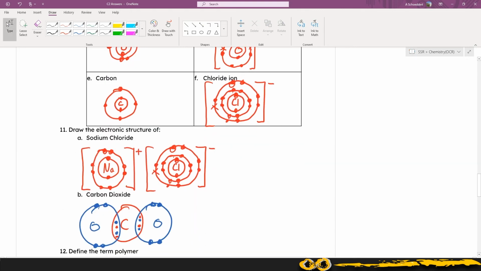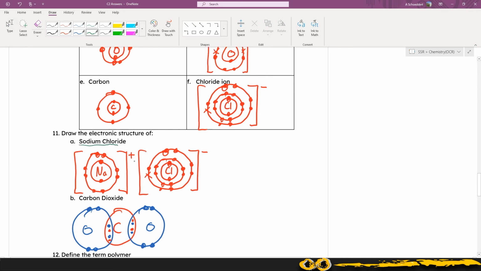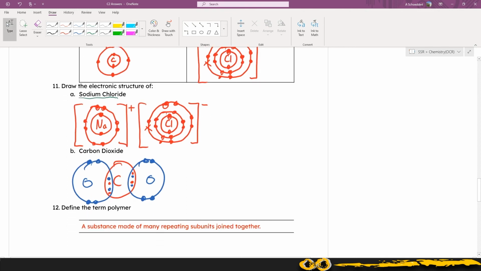So if you're drawing sodium chloride, then it's an ionic structure. And so you're drawing these 2 ions configured. When you're drawing a covalent compound like carbon dioxide, you need to show the overlap, and then you show the electrons that are present that have formed a bond there.